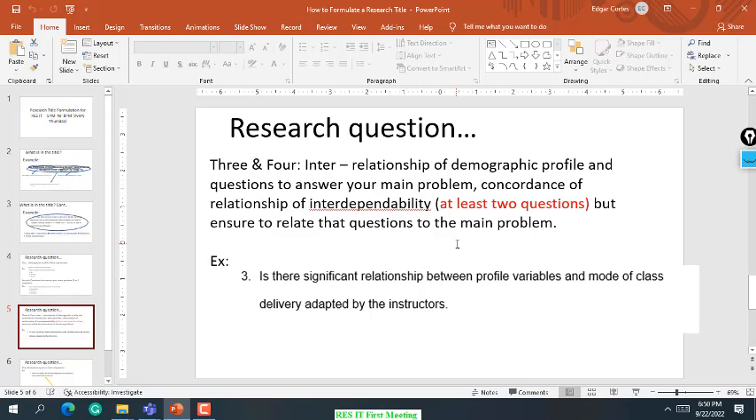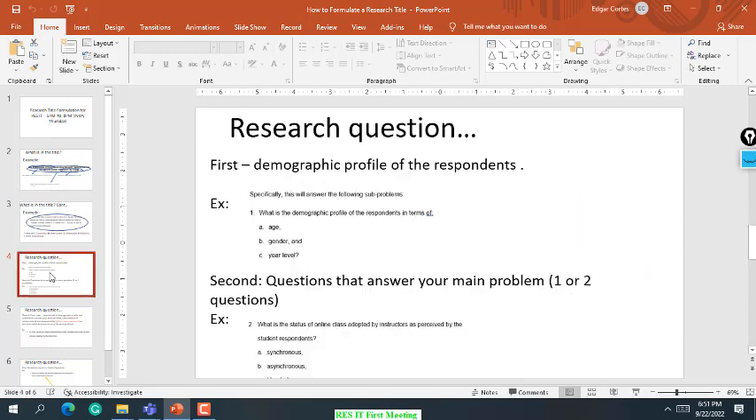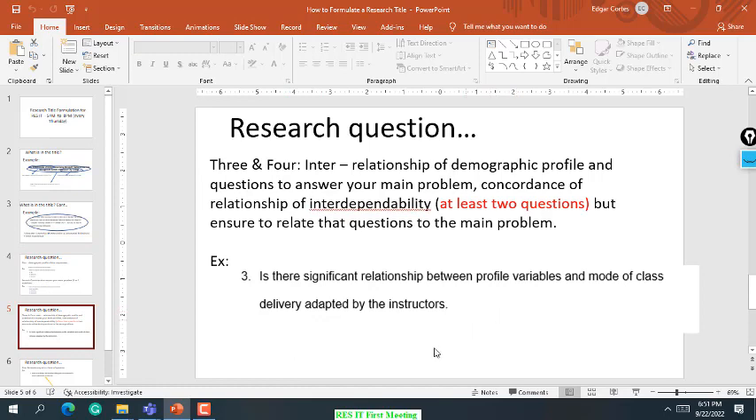So in the succeeding questions, 3, 4, and 5, we'll discuss the interrelationship of that main problem and the demographic profile. And mostly in class this comprises two questions. So for example, how are we going to formulate these questions? For example, is there any significant relationship between profile variables and the mode of class delivery adopted by the instructors? So profile variables refers to the demographic profile of the students, for this example.